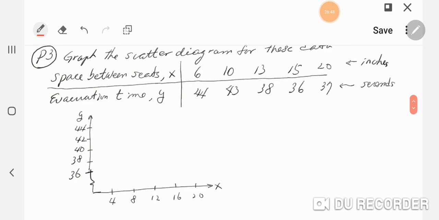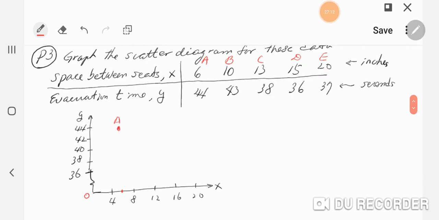Okay, let's say these are points A, B, C, D, E. So x is 6 and y is 44. So x is 6, starting from 0, x is 6 is over here. This is 6, right? And then 44 is going all the way up here. So this is point A.